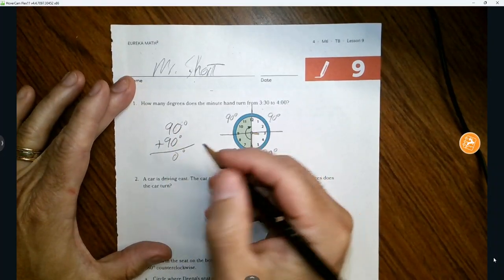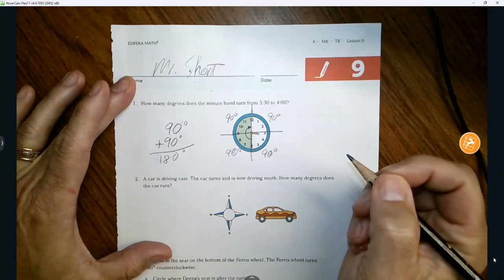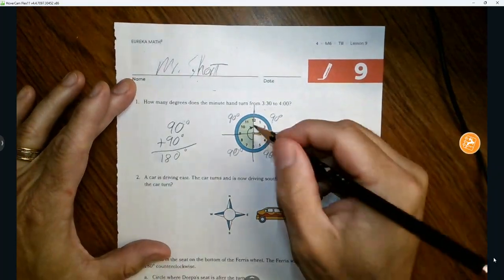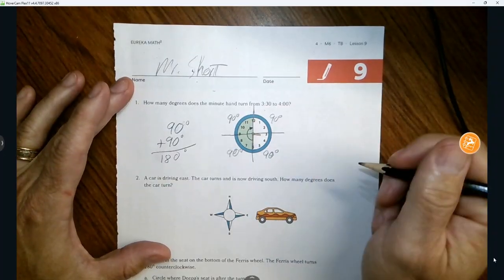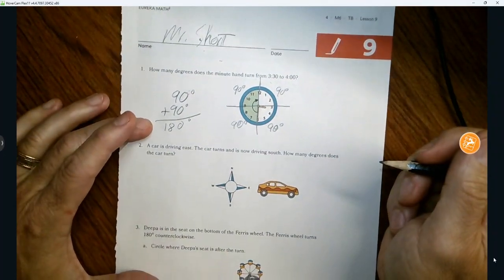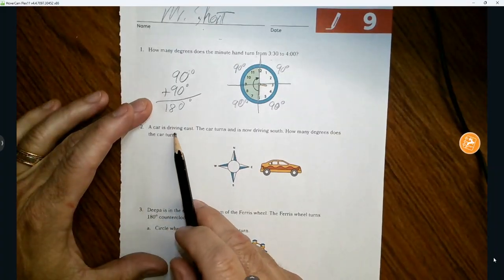Okay, so we had 90 degrees plus 90 degrees. 9 plus 9 is 18, so it's 180. So we went 180 degrees, which is our straight angle, and we know a straight angle is always 180 degrees.